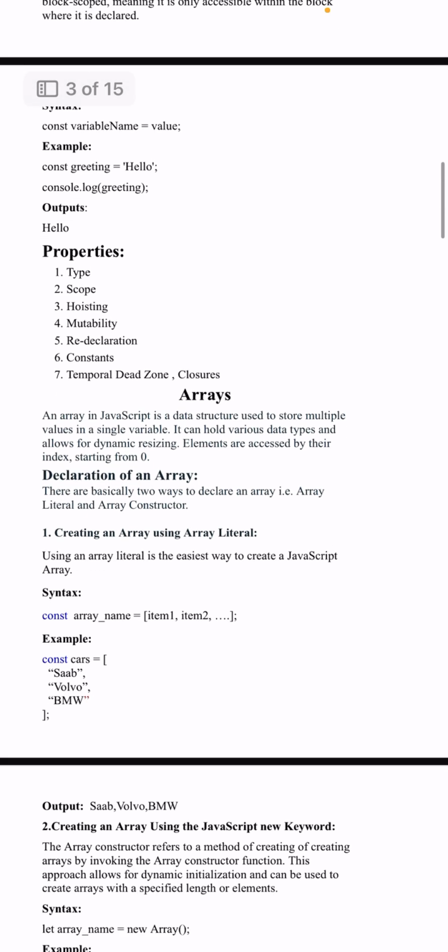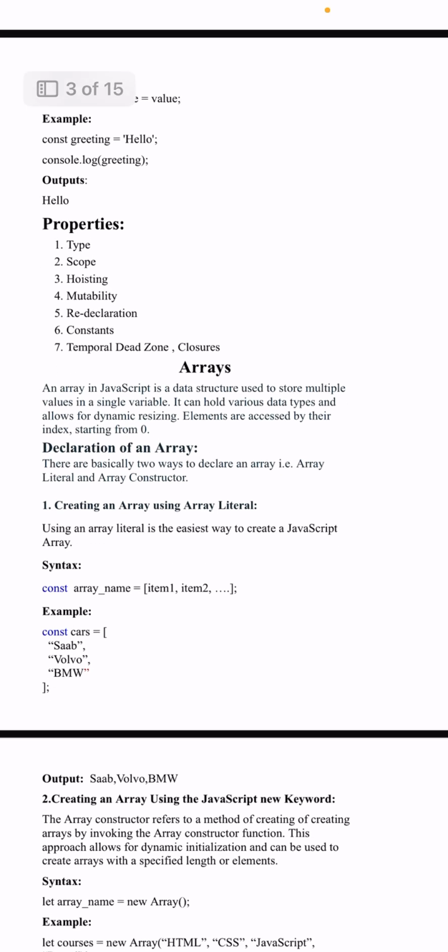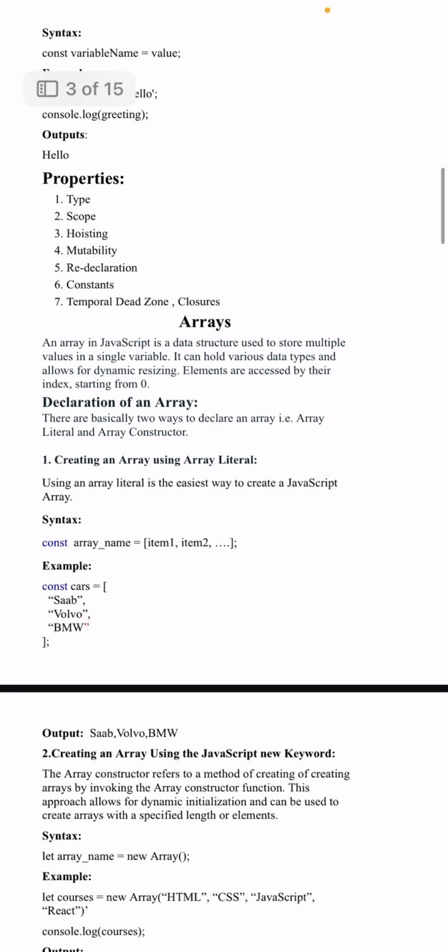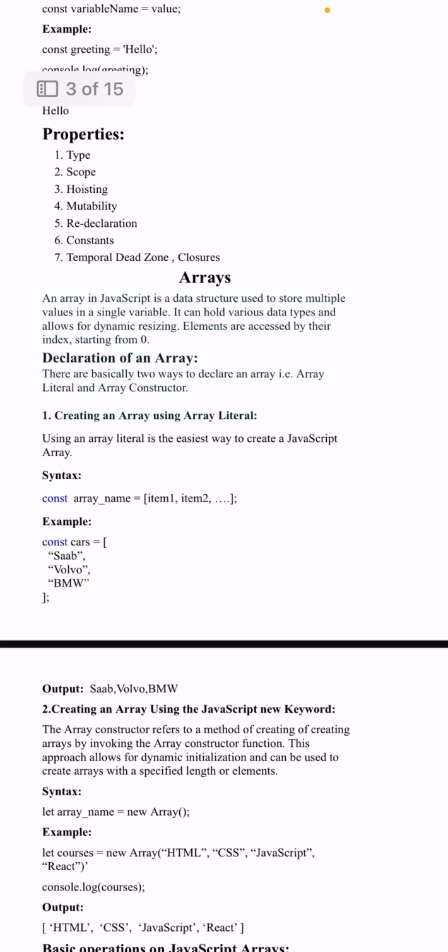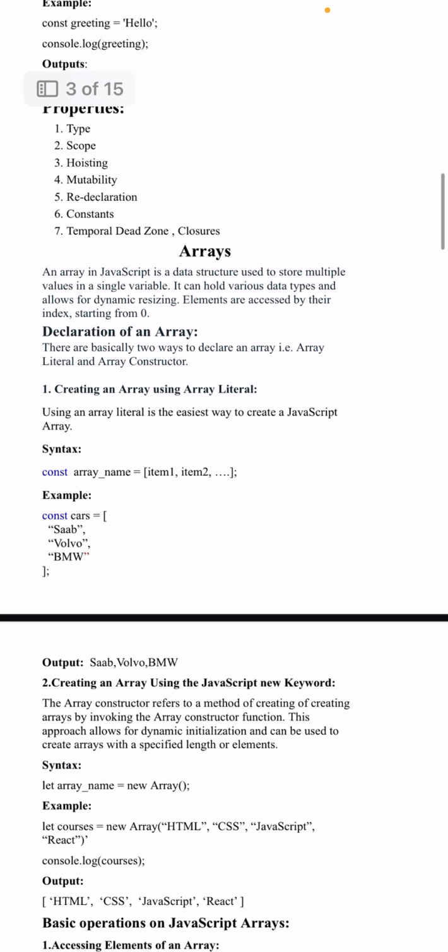Arrays. An array in JavaScript is a data structure used to store multiple values in a single variable. It can hold various data types and allows for dynamic resizing. Elements are accessed by their index starting from 0. Declaration of an array. There are basically two ways to declare an array, that is, array literal and array constructor.